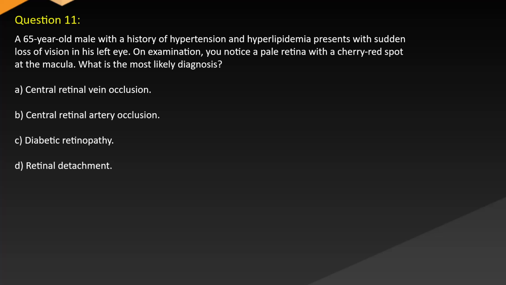Question 11. A 65-year-old male with a history of hypertension and hyperlipidemia presents with sudden loss of vision in his left eye. On examination, you notice a pale retina with a cherry red spot at the macula. What is the most likely diagnosis? A. Central retinal vein occlusion. B. Central retinal artery occlusion. C. Diabetic retinopathy. D. Retinal detachment.